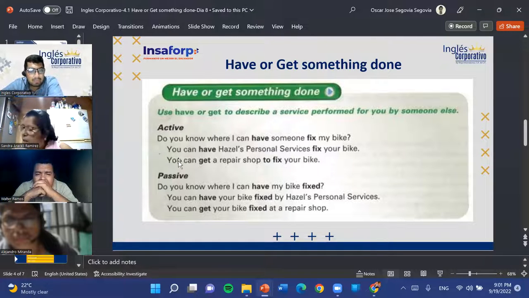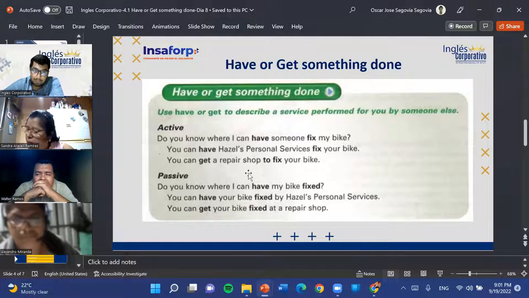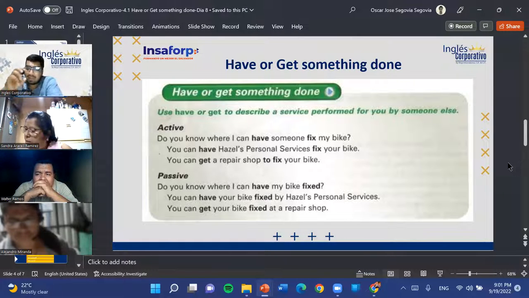In the second example, we have, you can get a repair shop to fix your bike. There are some differences between using have and get, because when you use have, to some extent, you're being more respectful towards the person. So you're being more respectful towards the profession, if we're talking about a specific profession or task that is going to be performed.